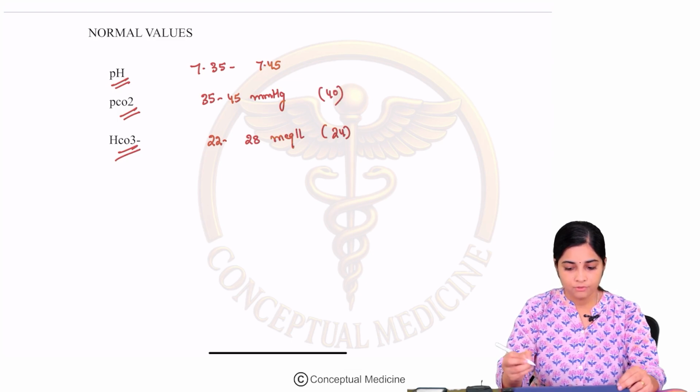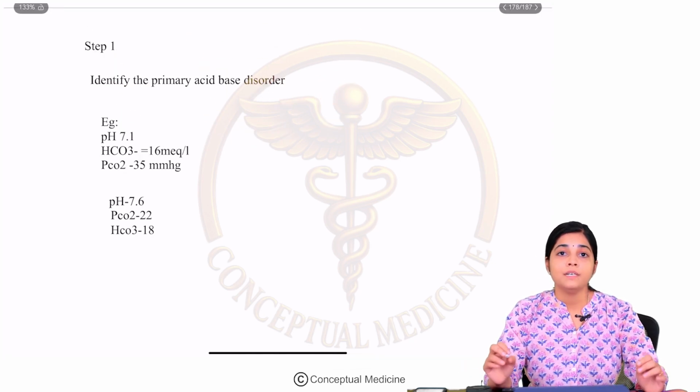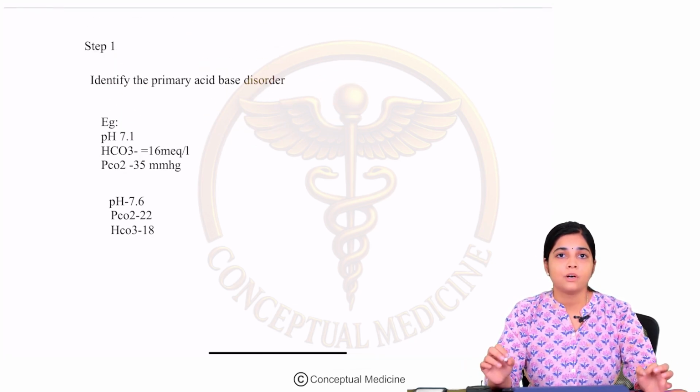The average PCO2 is 40. So these are the normal values which you have to remember as a mantra. Now let us go on to the steps in the analysis of your ABG.